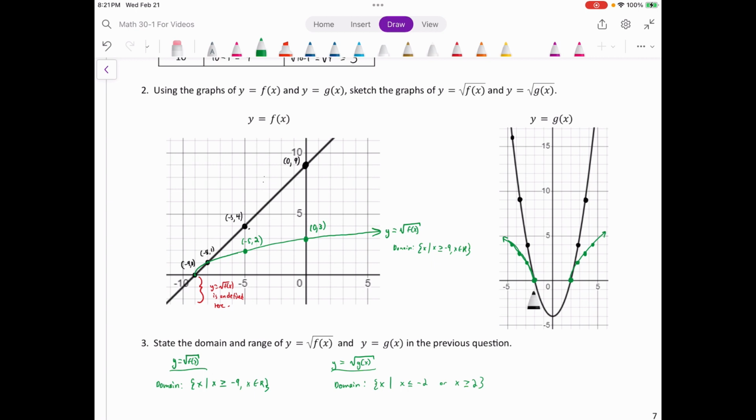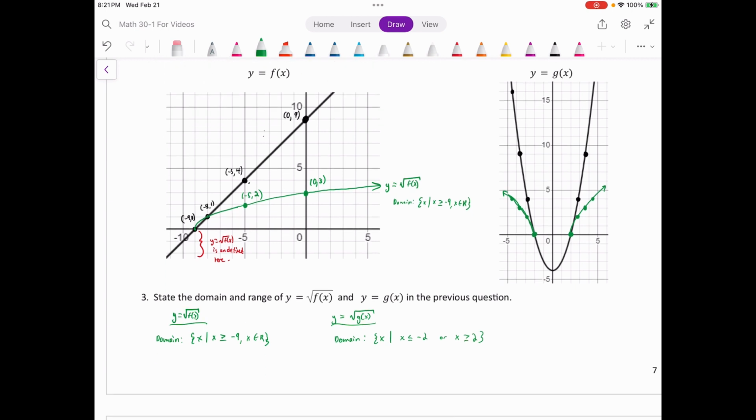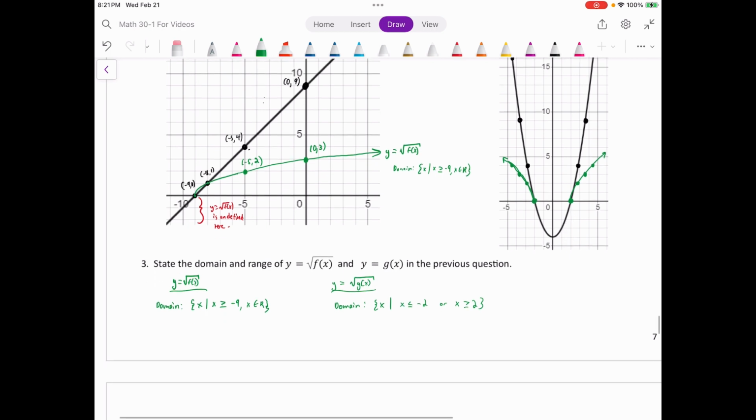Same thing here. The ones between negative 2 and 2 need to be excluded from the domain for the square root of g of x because g of x is negative there. So we can't take the square root of those negatives, okay? Now what about the ranges? Well, our graph kind of shows us, right? Our graph shows us that it's the set of all y's such that y is greater than or equal to 0. y is an element of the real numbers, okay?